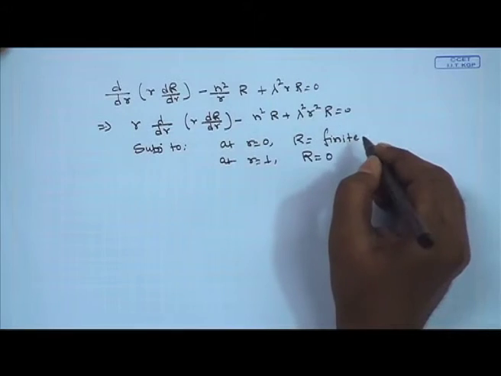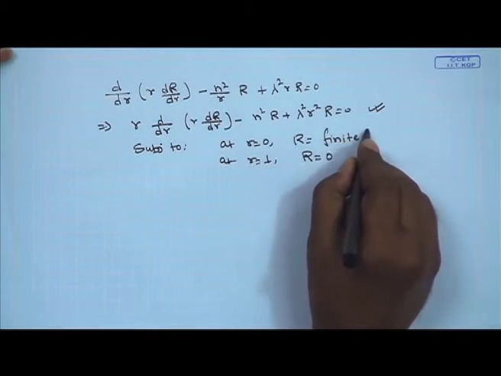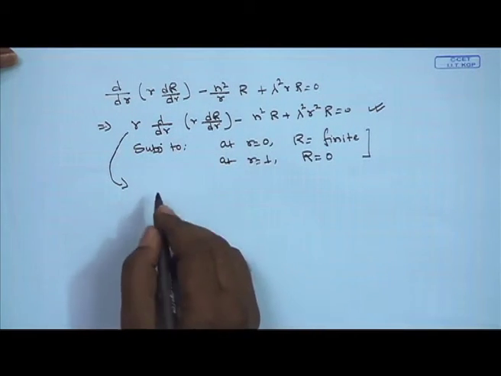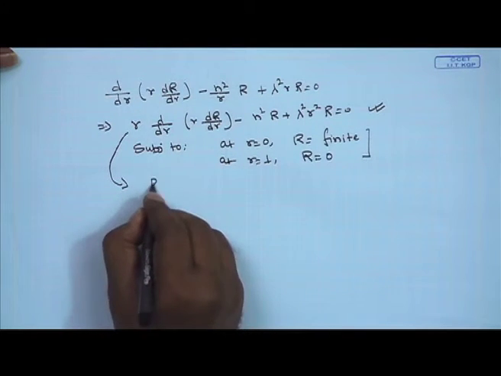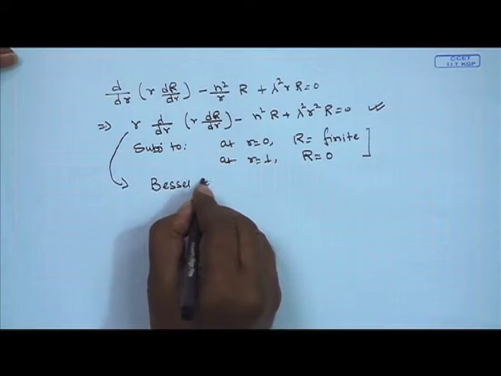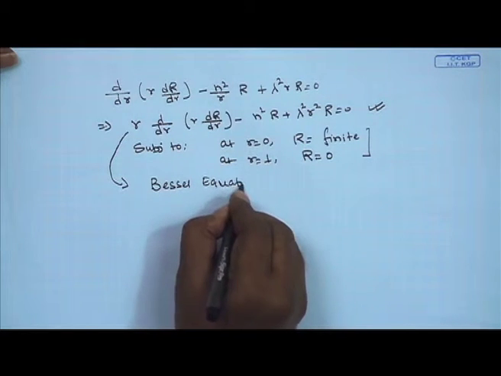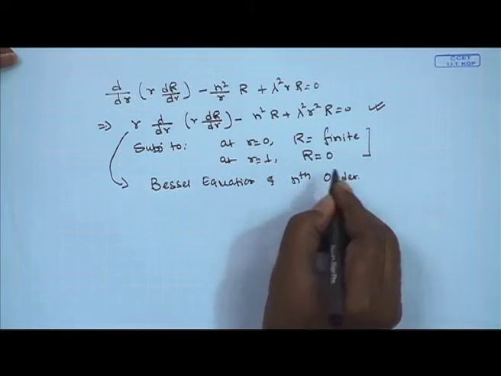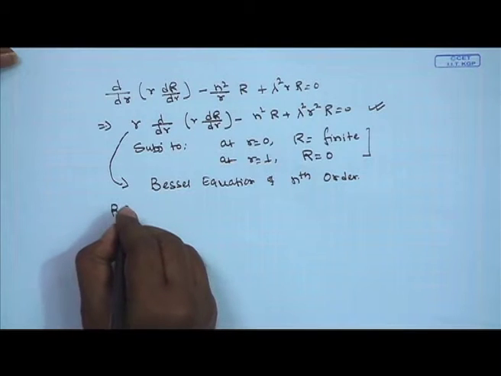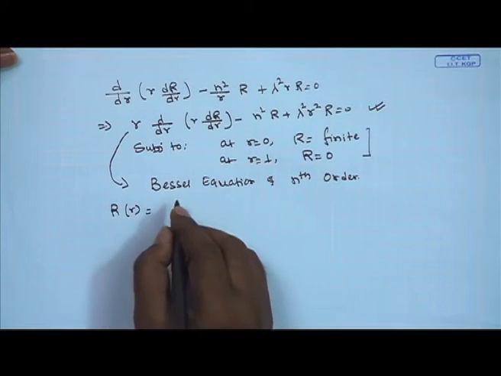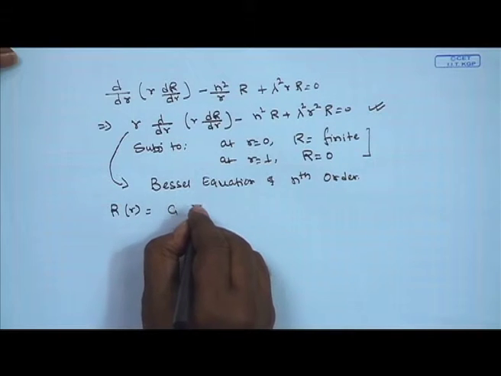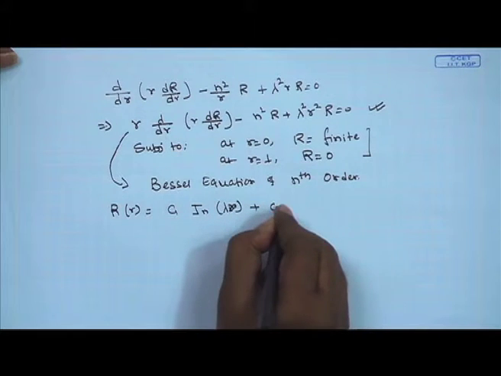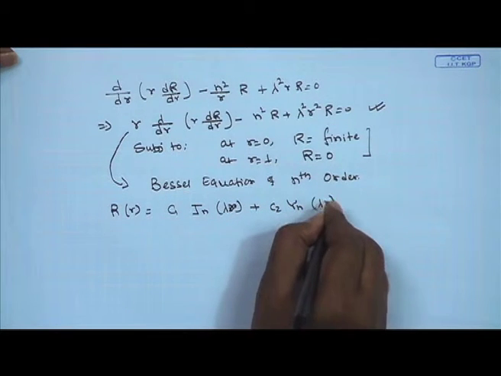So, if you look into the radial varying part, this is the governing equation along with these two boundary conditions, and if you now remember, this is nothing but a Bessel equation of nth order, and the solution is composed of Jn and Yn. So, C1 Jn lambda r plus C2 Yn lambda r.